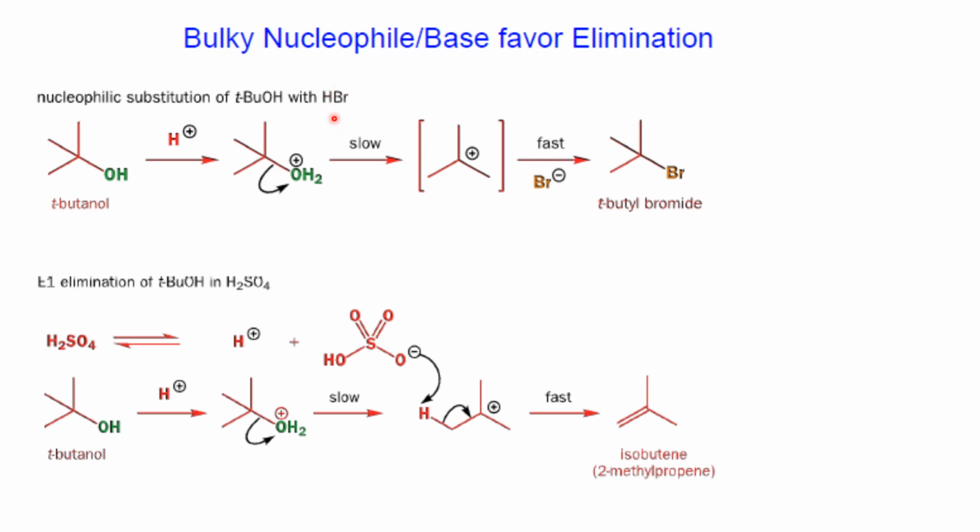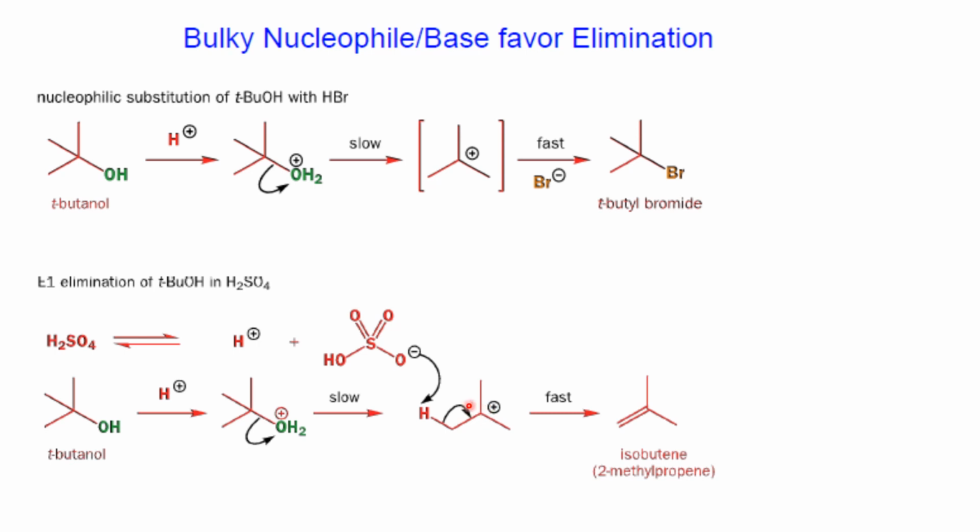Since Br minus is not that sterically big a ligand, not a bulky ligand, it can approach the reaction center to get the substituted product. But that is not the case with this HSO4 minus. It is a bulky group, so it cannot approach this reaction center because there will be steric hindrance.